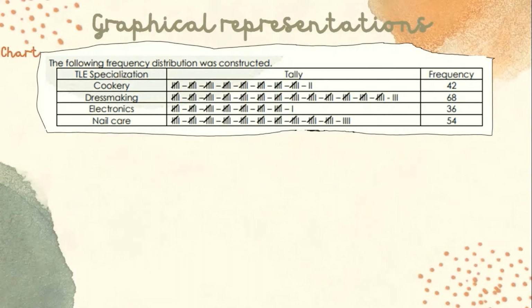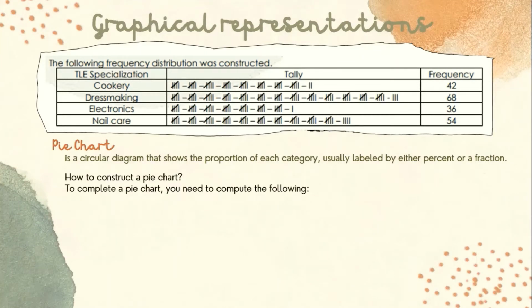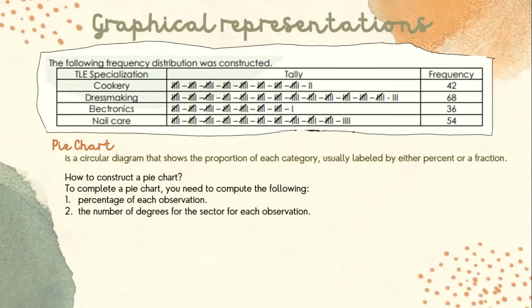Aside from bar graph, we also have another way of presenting the data, pie chart. It's a circular diagram that shows the proportion of each category, which are usually labeled by either percent or a fraction. But how do we construct a pie chart? To complete a pie chart, you need to compute for the following first. You have to compute for the percentage of each observation as well as the number of degrees for the sector for each observation.